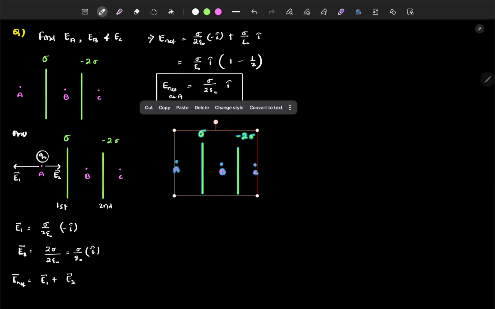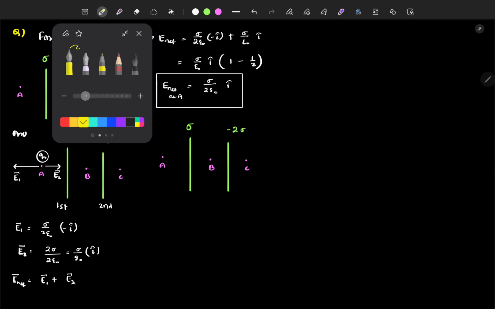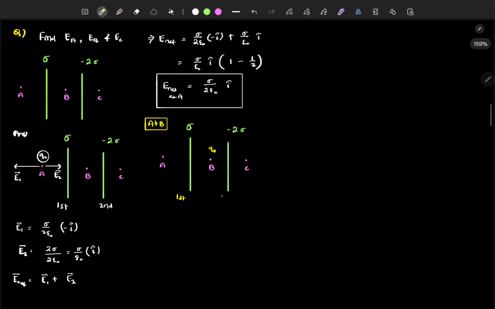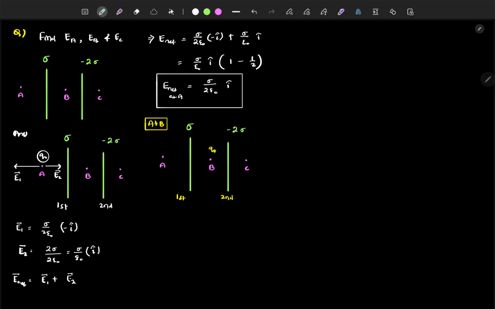Yes. Next, come to your second part. See the diagram properly. Next we have to solve for point B. At B we place a Q naught charge. This is your first plate and this one is the second plate. The first plate is a positively charged plate and repels Q naught, the positive test charge, so this is your E1 vector. The second plate is a negatively charged plate and attracts Q naught, so this will be the E2 vector. So E1 and E2 both are in the same direction.